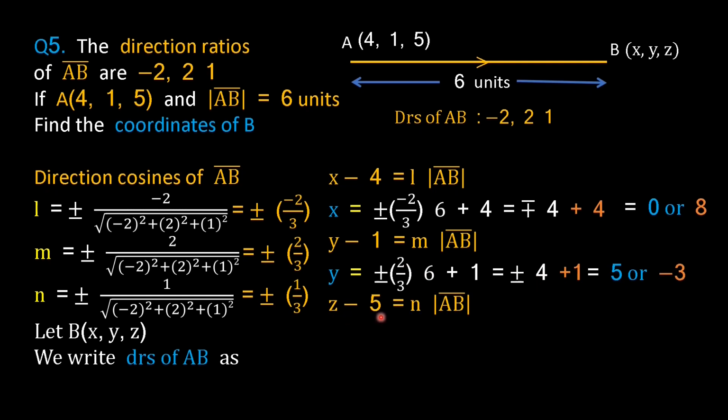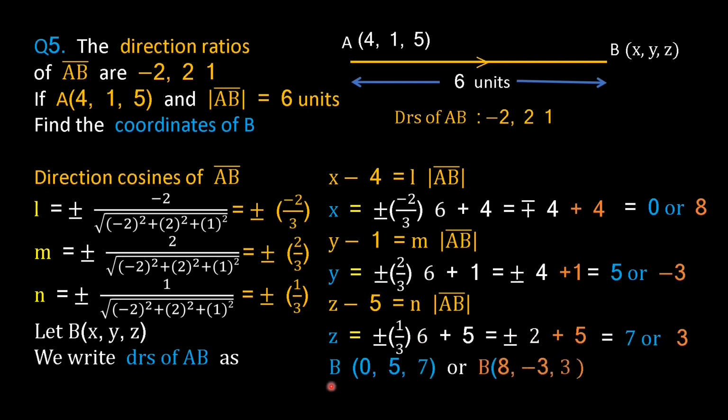z minus 5 will be n times mod AB bar. That will be z equals plus minus 1 third times 6 plus 5. 3 2s are 6, so it will be plus minus 2 plus 5. So that gives us z equals 7 or 3. So coordinates of B will be (0, 5, 7) or they will be (8, minus 3, 3). So coordinates of B are (0, 5, 7) or (8, minus 3, 3).